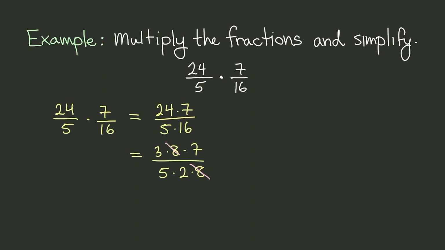On the top, the numerator, we have 3 times 7. And on the bottom, the denominator, we have 5 times 2. These are all prime numbers, and there aren't any common numbers between the top and the bottom. And so this is simplified.